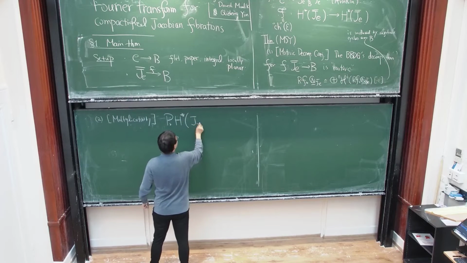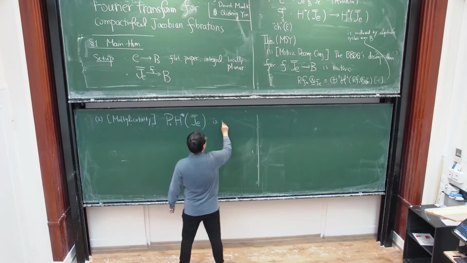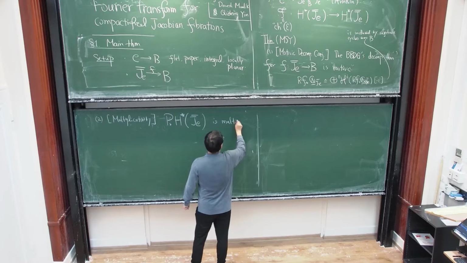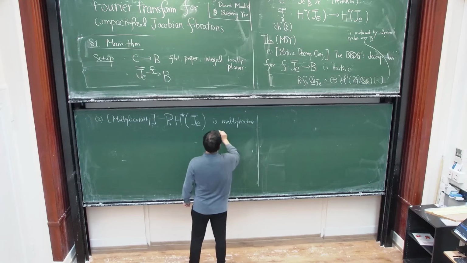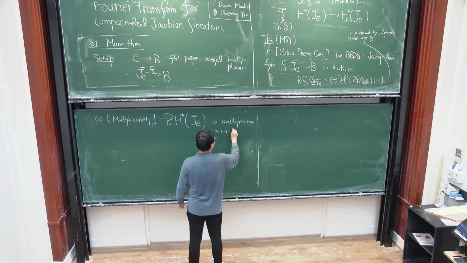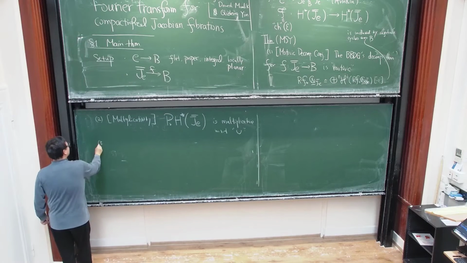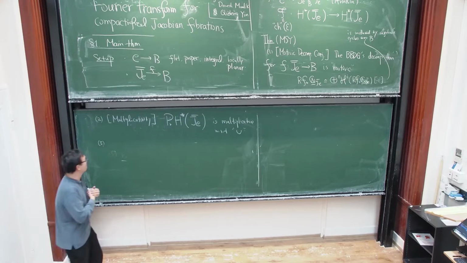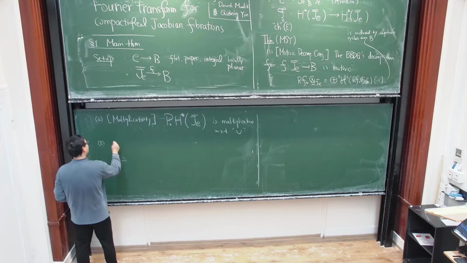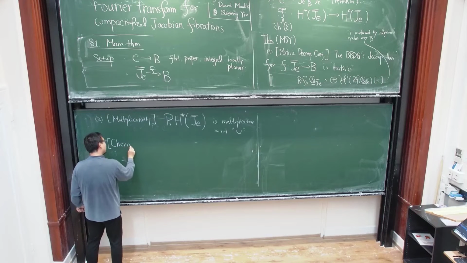Then, the perverse filtration is multiplicative with respect to the cup product. And this corresponds to the first part of Davesh's theorem, and then the last part is how you handle Chern classes.